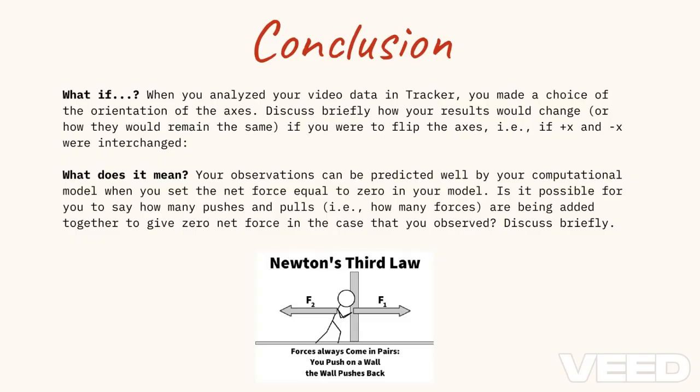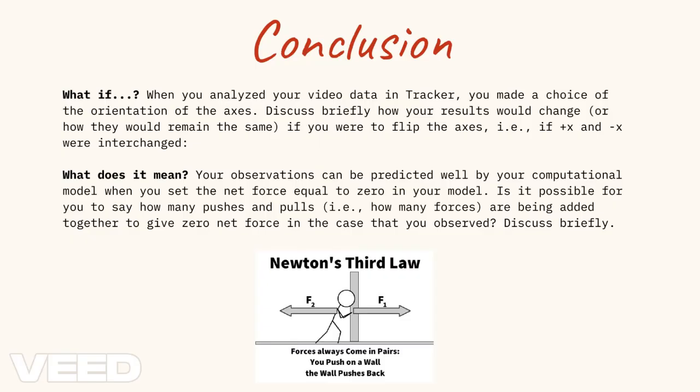Now for the what if and what does it mean. If I were to flip the axes so that positive x and negative x were interchanged, the magnitudes of the velocity, position, and force would be the same. That means the slope would be the same. However, the direction is reversed. Therefore, the graph will start at 0 and point in the negative direction.